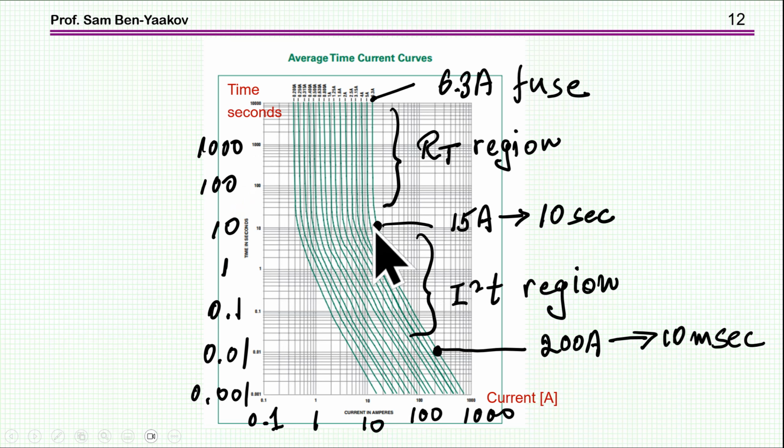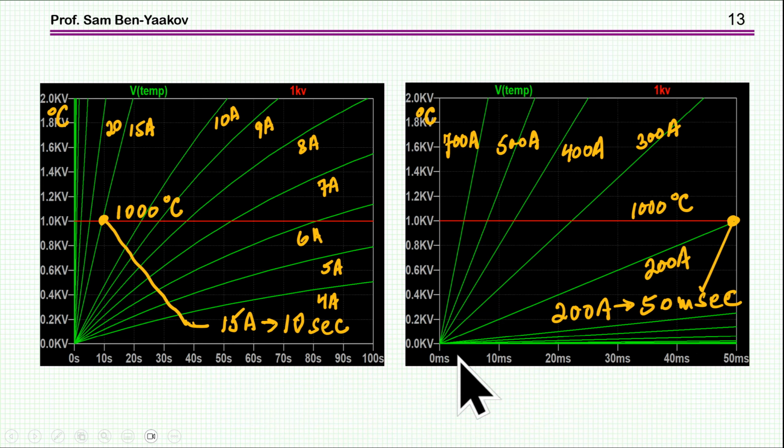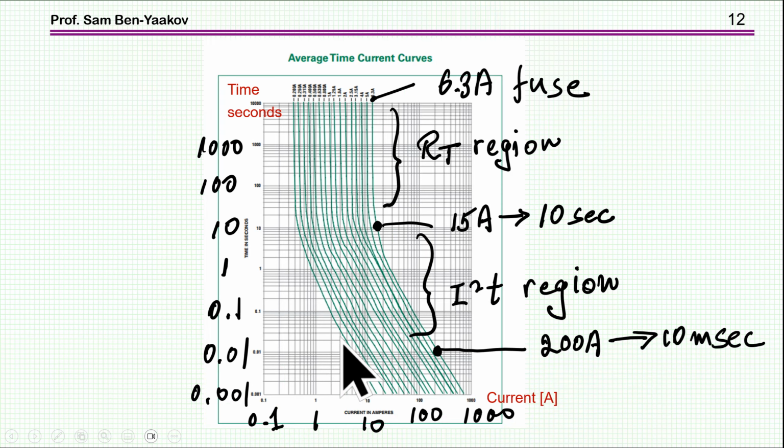So for example, at this point, 15 amp, it'll blow the fuse after 10 seconds. On the other hand, 200 amp will be 10 milliseconds. And this is very similar to what I've seen in the simulation. You see here that at 200 amp, this simulation shows 50 milliseconds, and at 15 amp, it's 10 seconds. While here, 200 amp is 10 rather than 50, and here it's very close. So again, this equivalent circuit does not describe exactly this particular fuse, but the behavior is really the same.